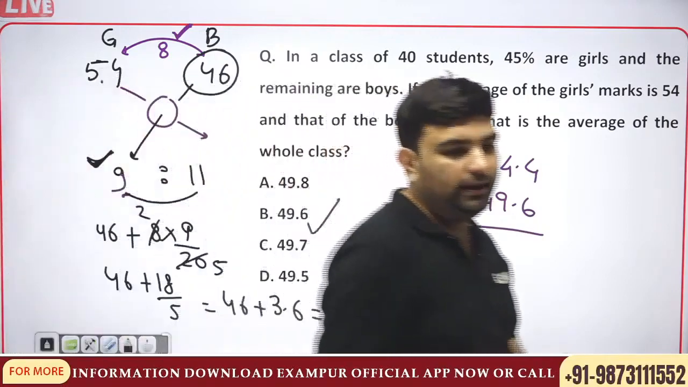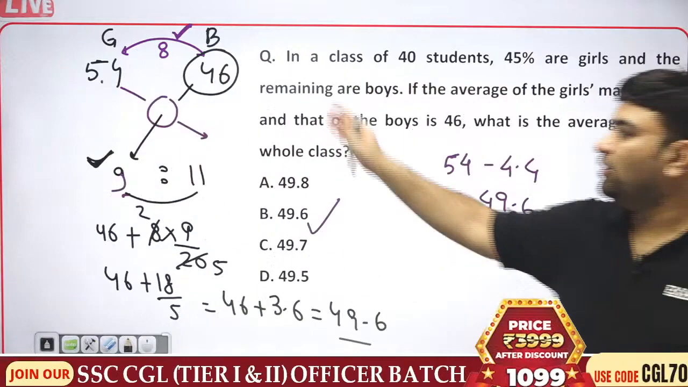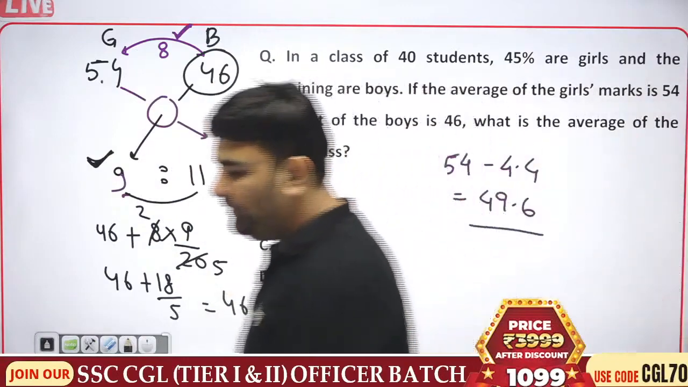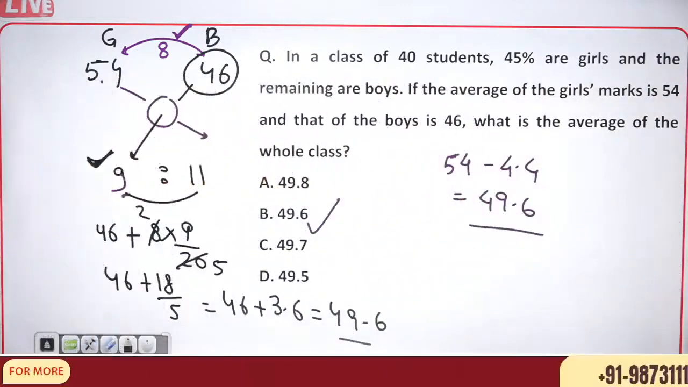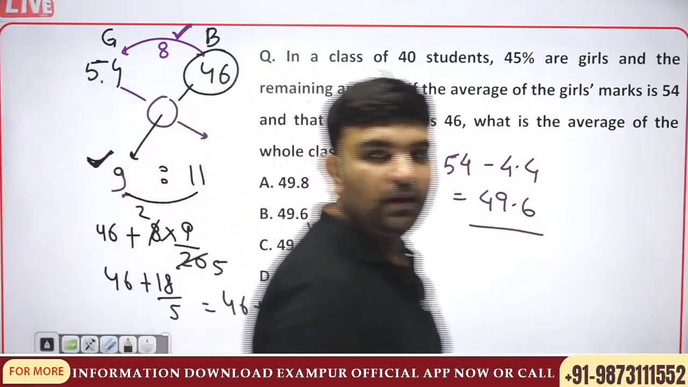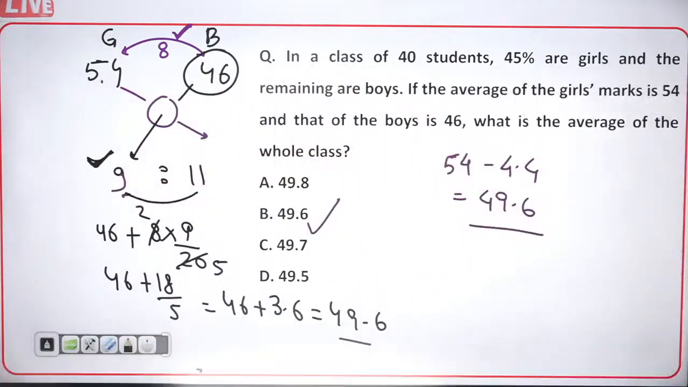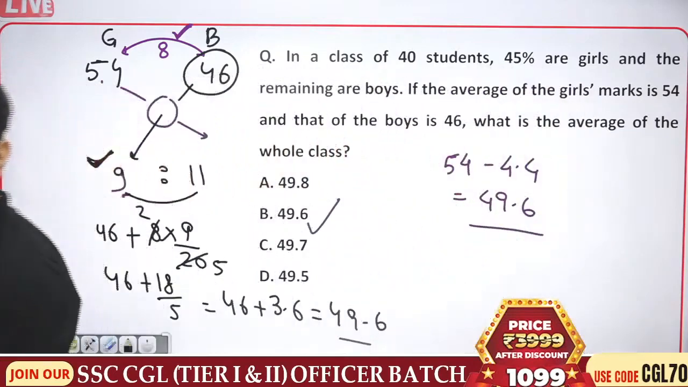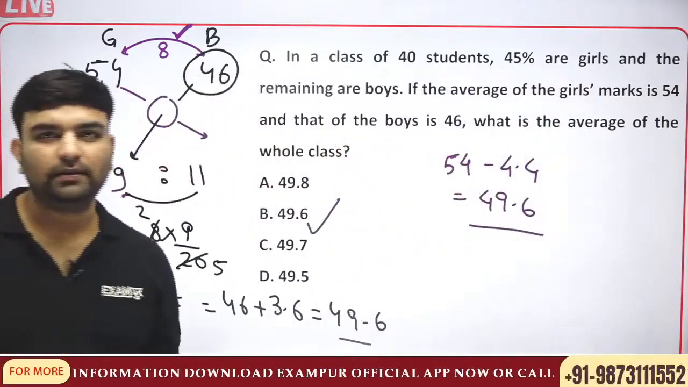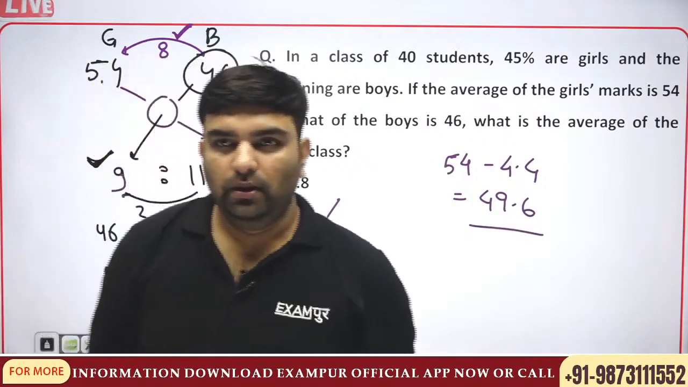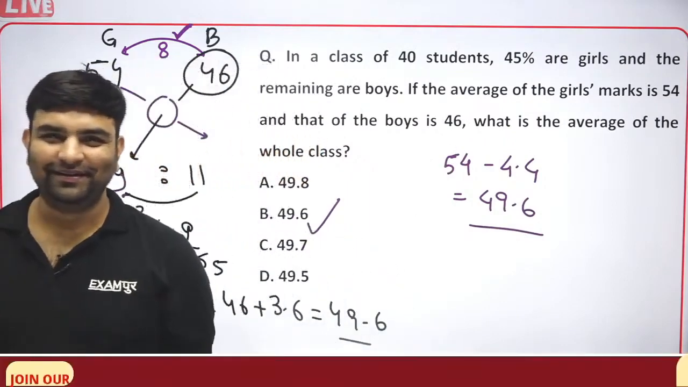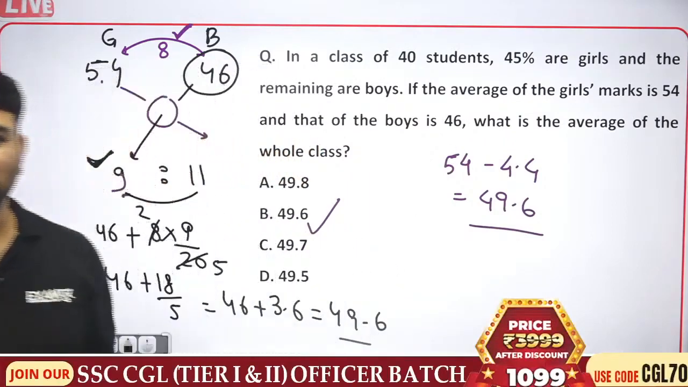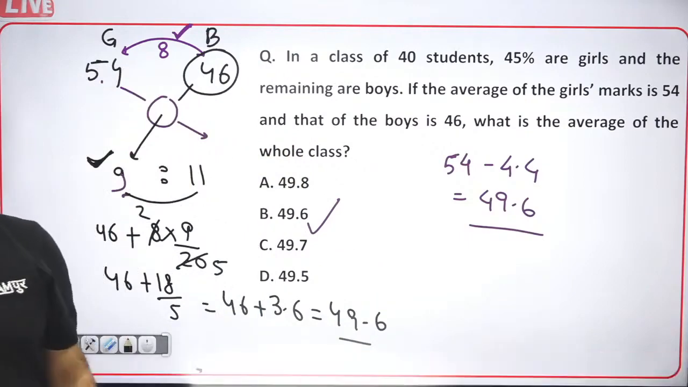An observation, guys: always move with the smaller value, because addition is easier than subtraction. Clear?